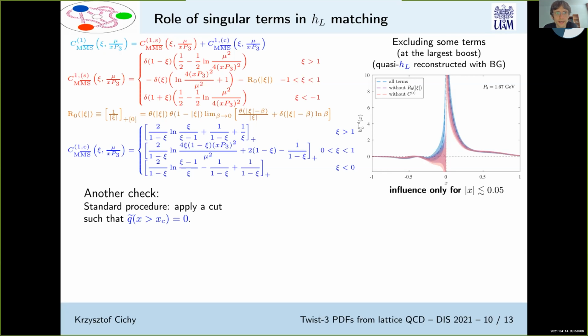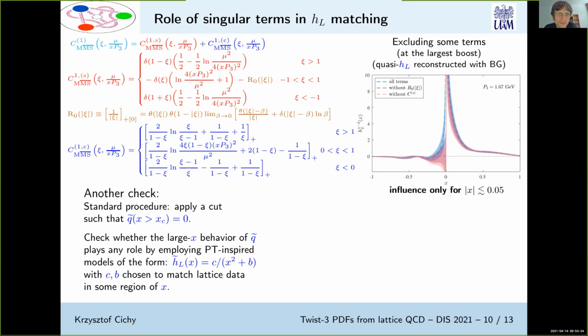And then we also made another check. So the standard procedure in the quasi-distribution approach is that we apply a cut at some value of xc, and we say that for q tilde of x with x larger than xc, the quasi-distribution is zero. So we wanted to check whether this assumption is important, and we tried to model the large x behavior of the quasi-distribution with perturbation theory inspired models of the form given here.